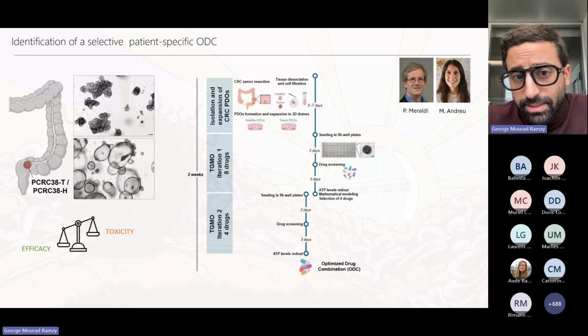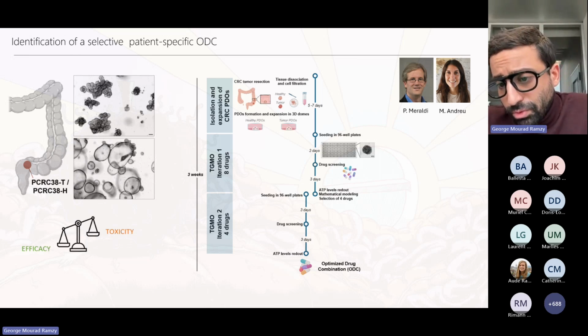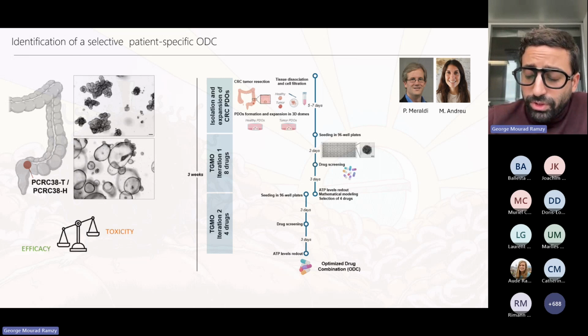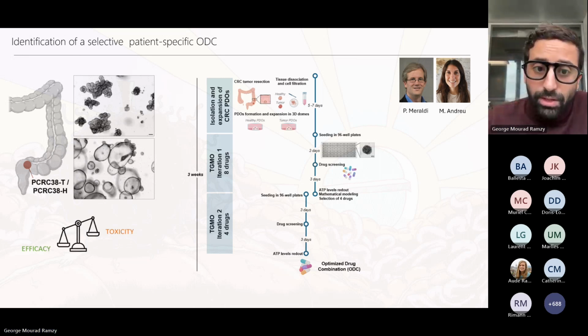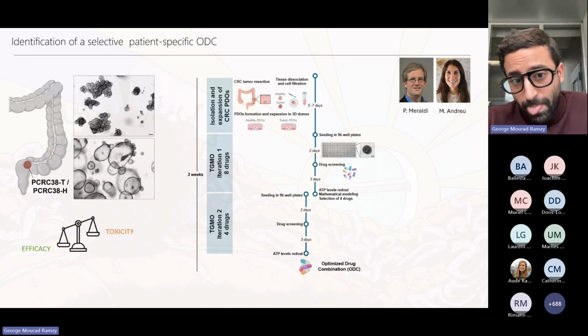So it normally takes 5 to 7 days from the day of the tumor isolation to generate patient-derived organoids. And then we perform our drug seeding procedure. We perform our drug screen, the TGMO, if we consider 8 drugs. And it takes approximately 2 weeks afterwards to send the output of this drug screen.